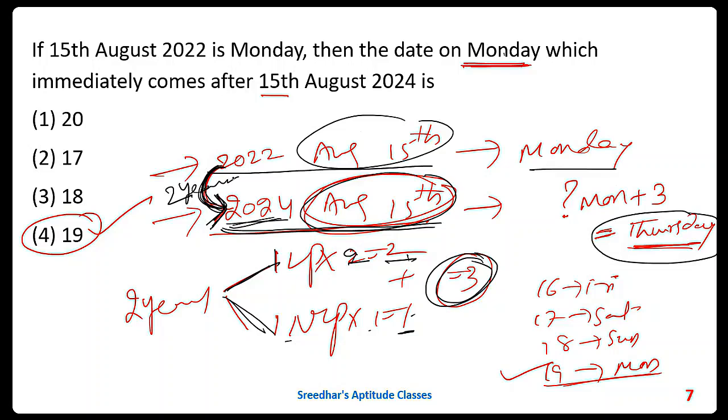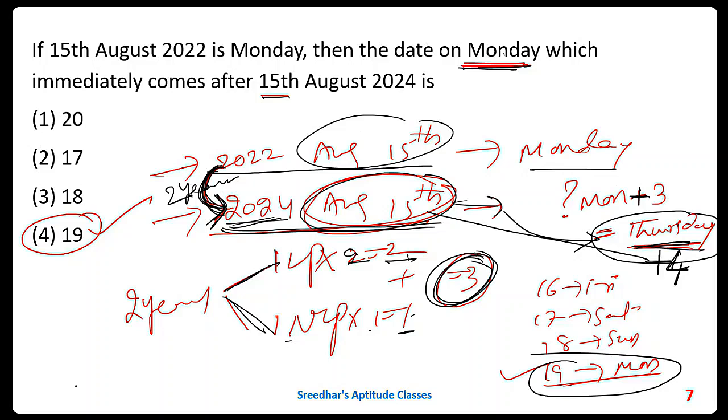3 odd days. As it is a forward journey, I should add 3. If it is a backward journey, we will subtract. So for a forward journey, we add. So Monday plus 3, Thursday. So 15th August is Thursday. Then you're asked to find when you get Monday after 15th August. After Thursday, 4 days after Thursday, we'll get Monday, because Friday, Saturday, Sunday, Monday, after 4 days. So 15 plus 4 is 19.